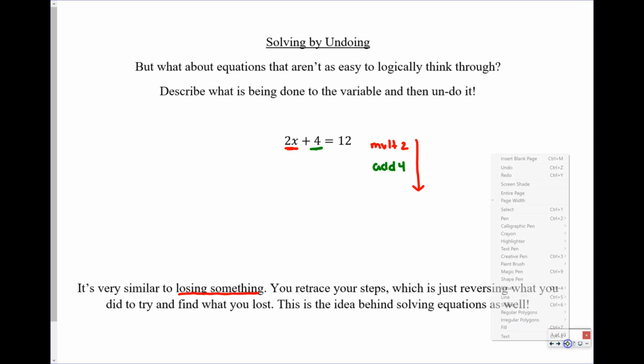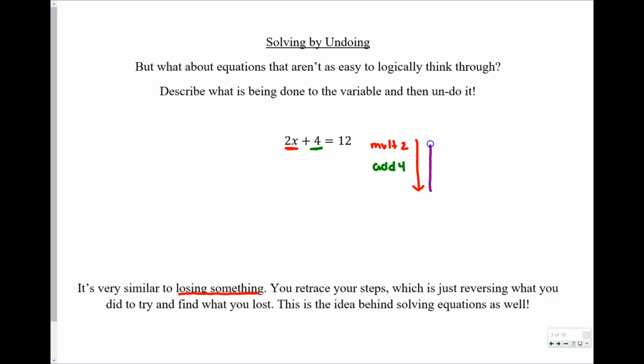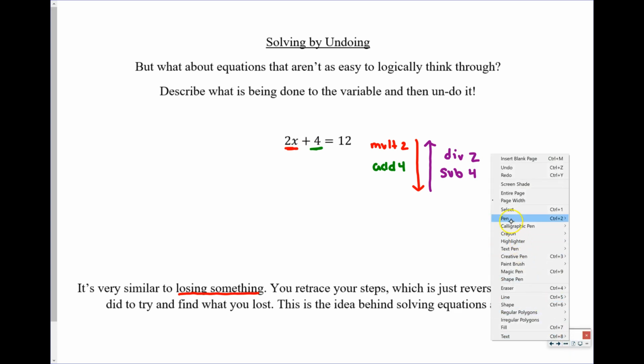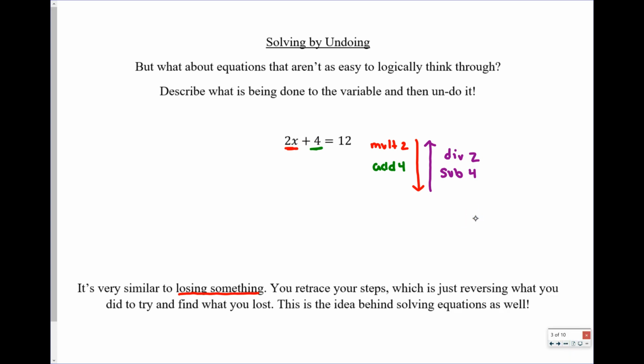So if we want to retrace our steps, we need to go backwards and reverse and retrace them. That means that instead of adding 4, we're going to subtract 4. And then instead of multiplying by 2, we're going to divide by 2. Okay? Now, a lot of you know how to solve this just by looking at it because you've done it so many times, but I'm trying to explain to you why this is what we do.